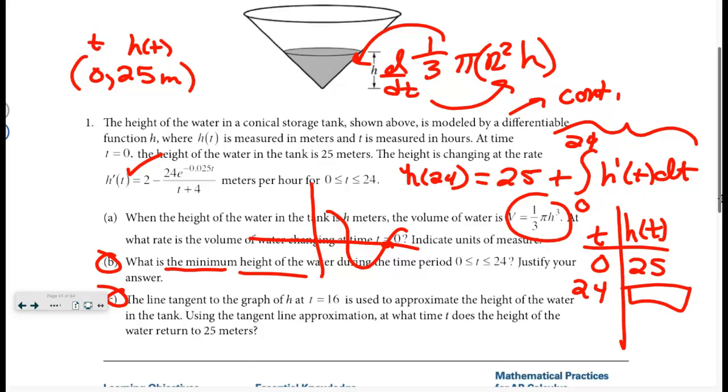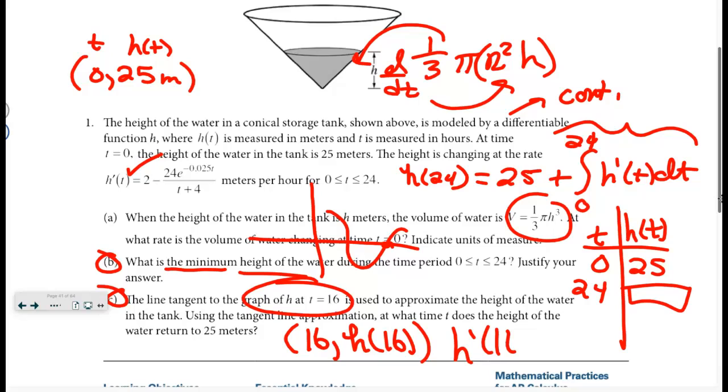But then there's a tangent line equation. There's always an equation of a tangent line. It says the line tangent to the graph of H at 16 is used to approximate. Well, I'm going to stop right now because what two things do we always need for a tangent line? Point 16 and H of 16. I'm going to have to find that, right? You either find it from a function or a graph or a table, right? And I also need the slope there. Which one's easier to find, H of 16 or H prime of 16? The prime. I just plug 16 into my derivative function, correct?